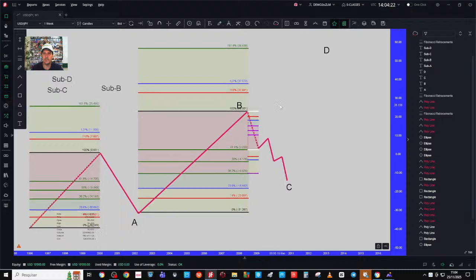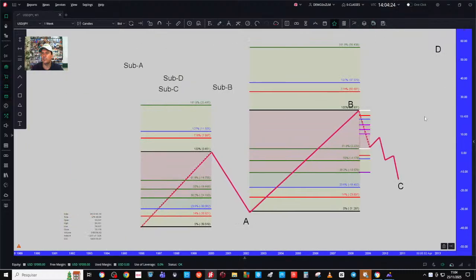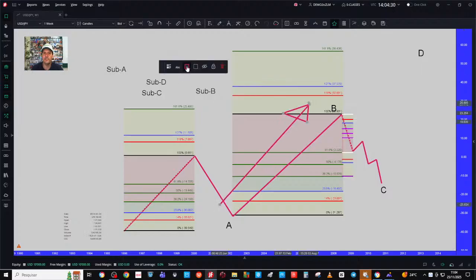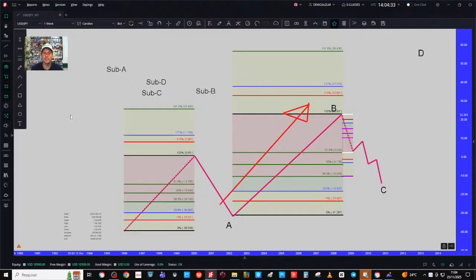Okay, everybody. So the contrarian Fibonacci goes in the opposite direction. If the original Fibonacci goes up, then the contrarian Fibonacci is going to go down.